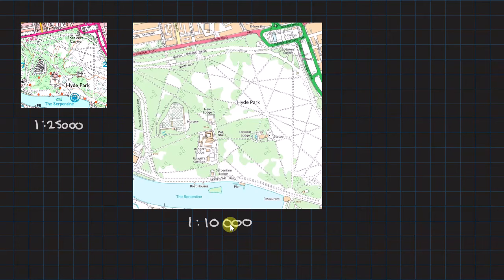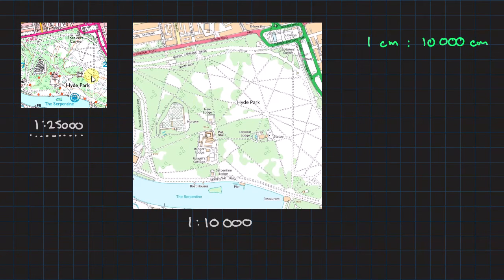I'm going to do the 1 to 10,000 conversion. This one's left as an exercise for you to do: what does this conversion rate mean? So the 1 to 10,000, put units to it, 1 centimetre and 10,000 centimetres.